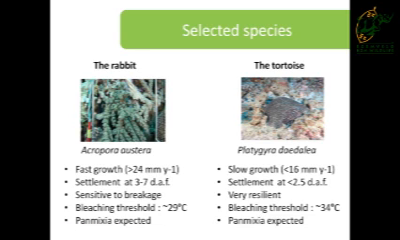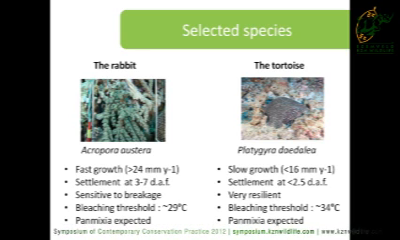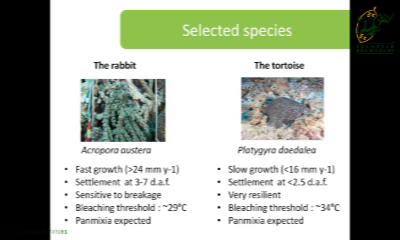However, they have two different characteristics. One, what I call the rabbit, is Acropora austera that Mike just mentioned, and then the tortoise, which is Platyjara, because of the growth rate. Acropora grows very fast, Platyjara is very slow. As well, the settlement is different. Platyjara settles very quickly, so its potential to limit the dispersal is very high, because it can settle as soon as it fertilizes, 2 days after fertilization, whereas Acropora austera can take a little bit longer.